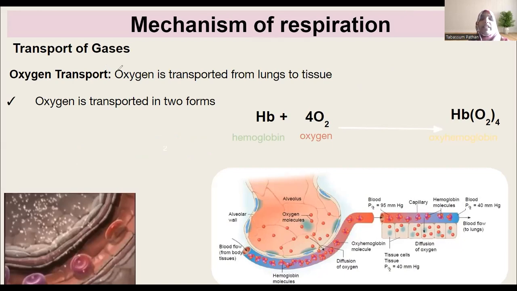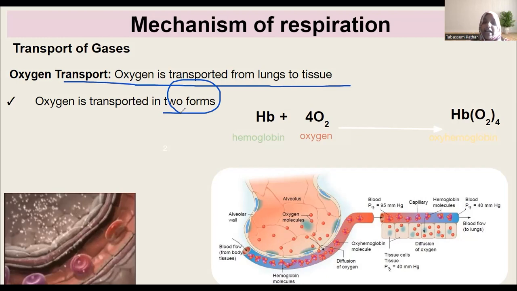Oxygen transport is basically, as we discussed in the previous video also, that the red blood cell has hemoglobin in it, and this hemoglobin is responsible for binding oxygen, and once it binds, it forms something known as oxyhemoglobin. Okay, so oxygen is transported from the lungs to the tissues in two forms.